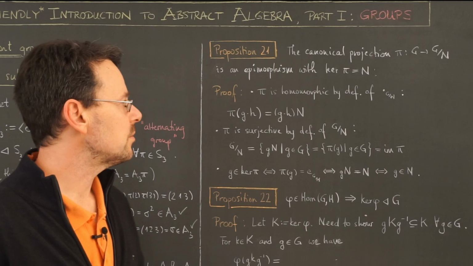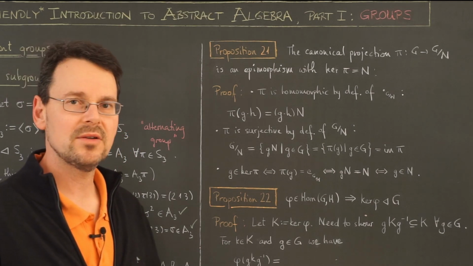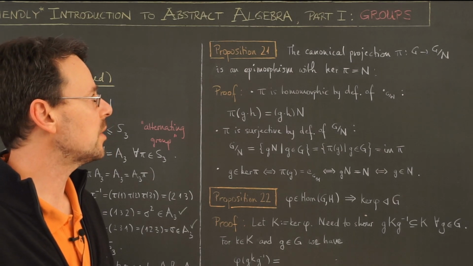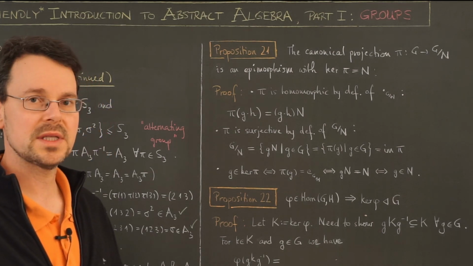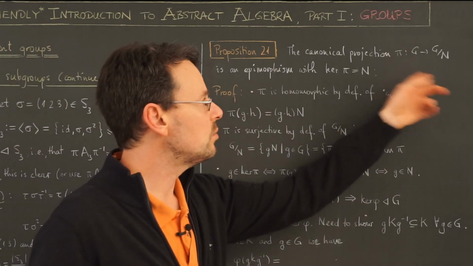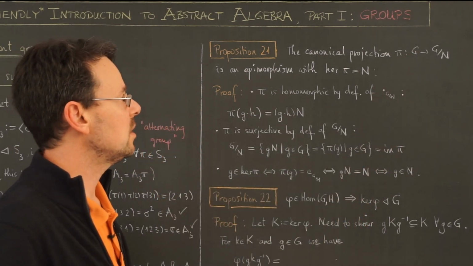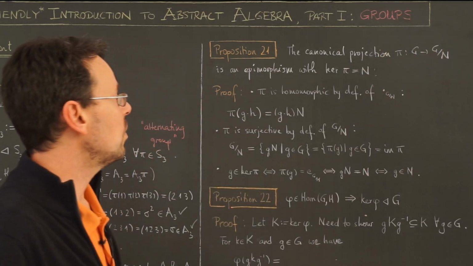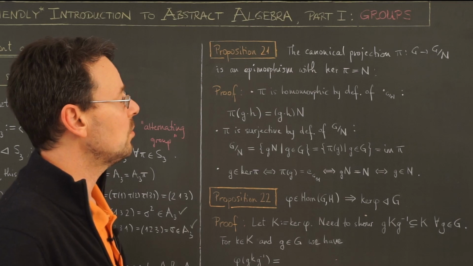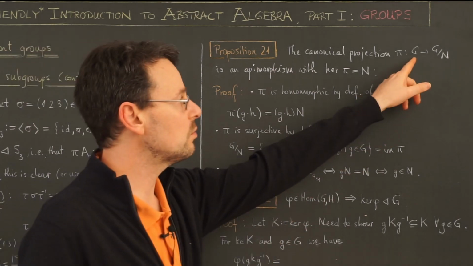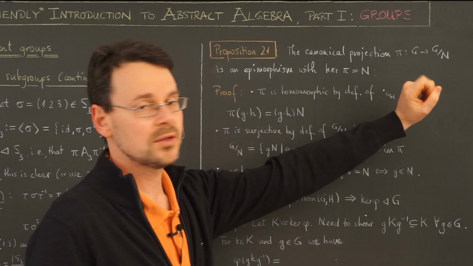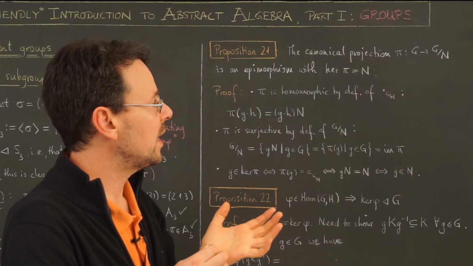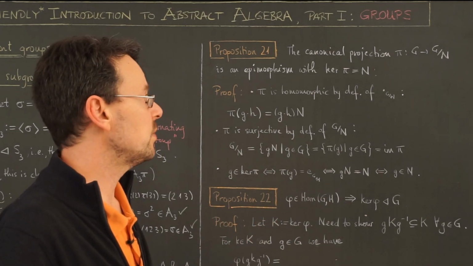Hello my friends, welcome to lesson 20 of a friendly introduction to abstract algebra. We are talking about the very important concept of normal subgroups and factor groups, and in this video, the canonical projection from a group to the quotient group, G mod N. So as always, G is a group and N is a normal subgroup of G. Then G mod N can be given the structure of a group itself.